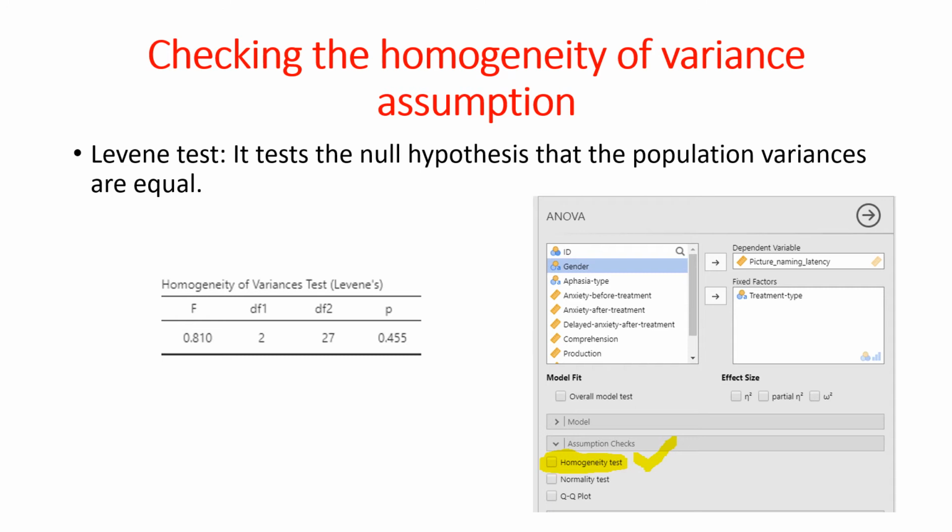And if you want to do it in Jamovi, it is there below assumption checks. You just tick homogeneity test. If you want to do a normality test, you just check the normality test, and then you'll see the results.